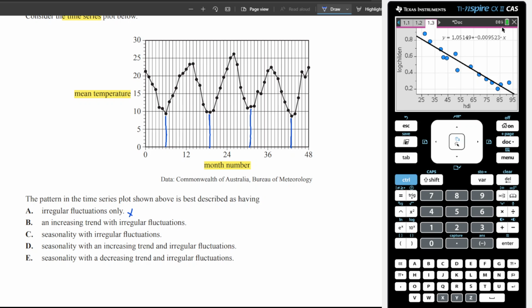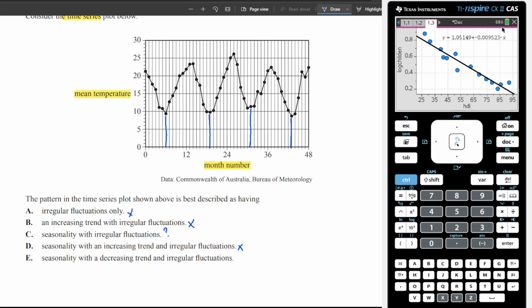Option B: an increasing trend with irregular fluctuations. Well, that's definitely not an increasing trend. Although there is an increase in the peak, the troughs are basically the same. If we were to take a line of best fit through the middle, we would find that it stays pretty consistent. Even though the peak did increase, it then goes back down again. So it's not B either. Option C: seasonality with irregular fluctuations. That's a possibility. We'll come back to that. It's definitely got seasonality. Let's have a look at D and E. Seasonality with an increasing trend and irregular fluctuations. Well, there's no increasing trend, as we said before.